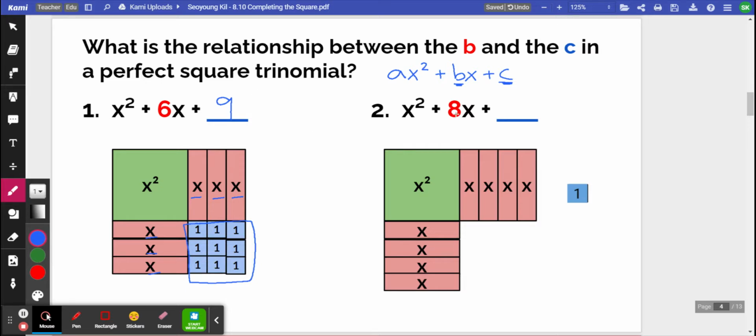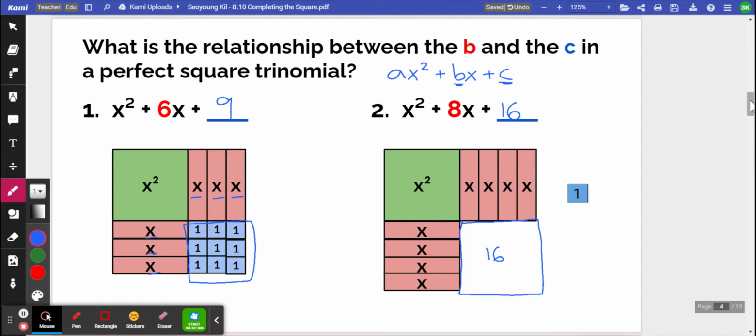Let's use the same strategy to figure out our missing c term in number 2. We have, again, x squared as this big square. Then we have 8 x's laid out as rectangles. 4 on the side this way, and 4 below x squared this way. So how many little 1's do I need in order to be able to complete my square? Well, since this is a 4 by 4, we would need 16 little squares. So 16 is the missing c term that completes our square.